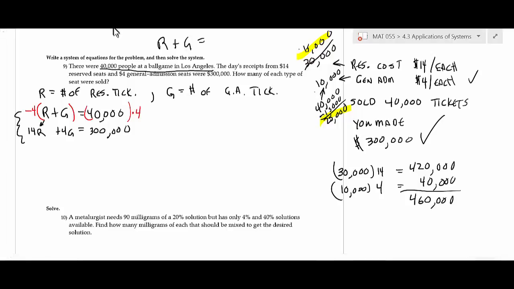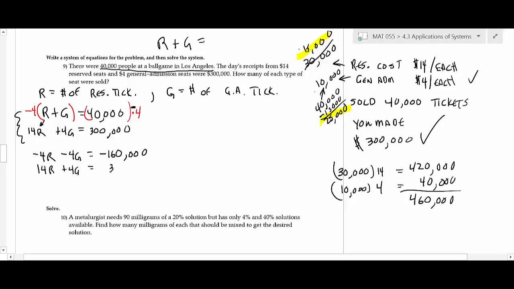Okay, now we're going to write this, kind of keep this together. You're doing a distributive property. So negative 4 times R is negative 4R. Negative 4 times G is negative 4G. 40,000 times, and that should be a negative 4 right there. 40,000 times negative 4 is negative 160,000. You could use your calculator if you had to. Now write the second equation underneath it. Don't change it because we don't need to. Okay, so we now have that.